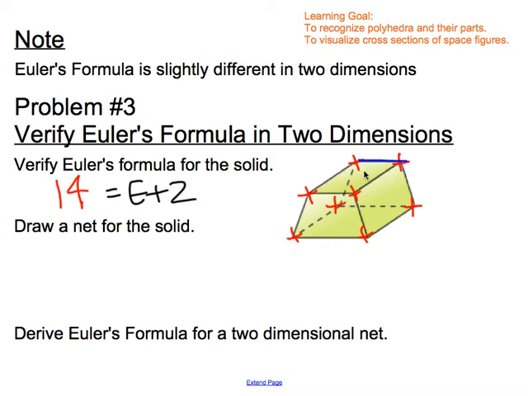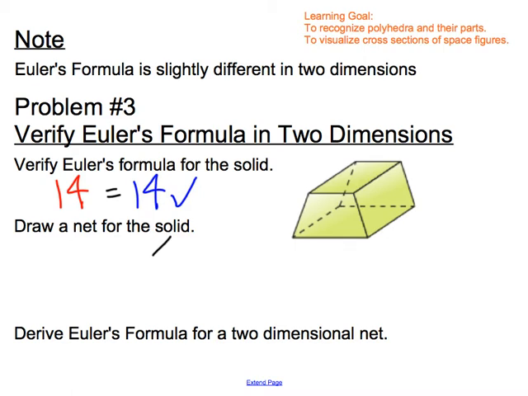Counting up the number of edges, we have 1, 2, 3, 4, 5, 6, 7, 8, 9, 10, 11, 12 edges. So there are 12 edges, and if we take the 12 plus 2, 12 plus 2 is 14, so the formula does hold true. So now we go all the way back to chapter 1 to draw a net for this solid.